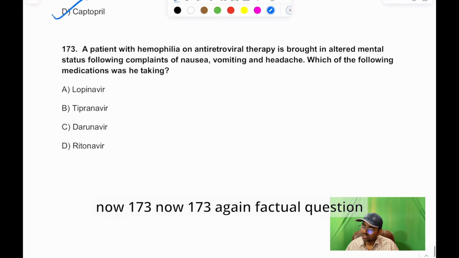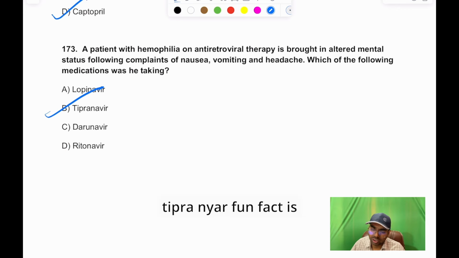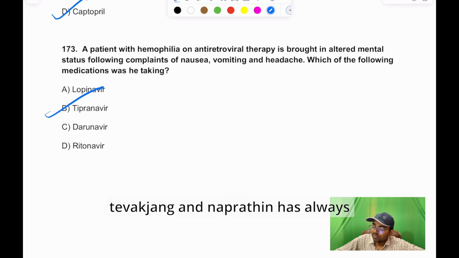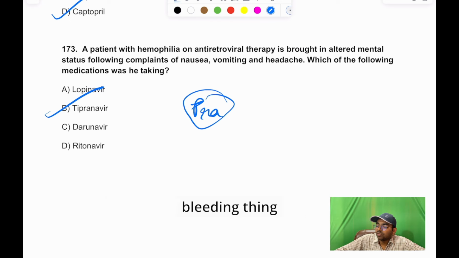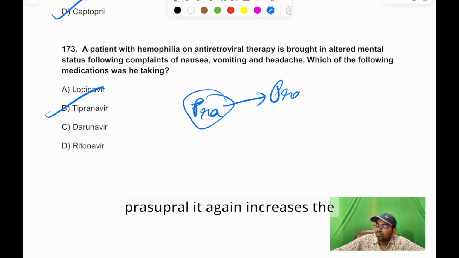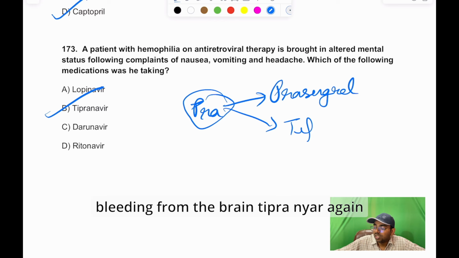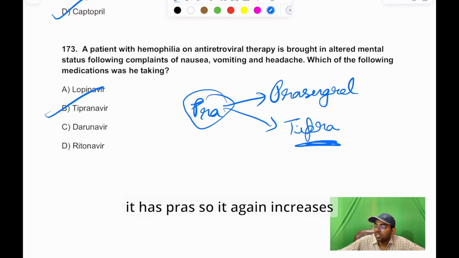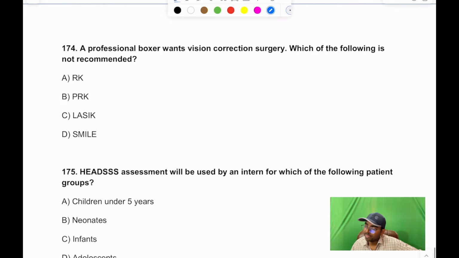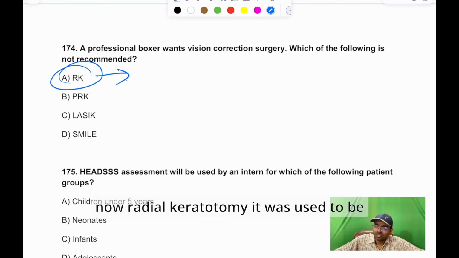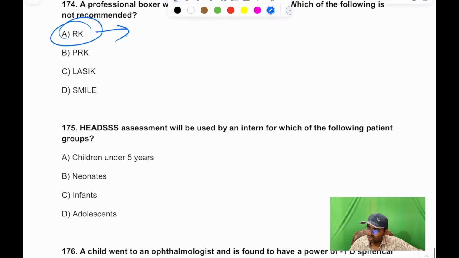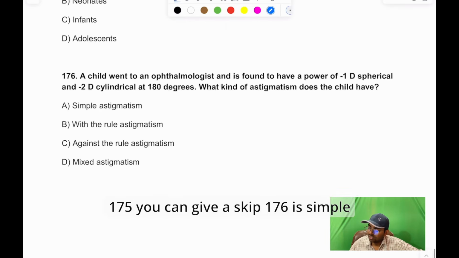Now 173. Again a factual question. Tipranavir, fun fact is they have a pra thing which always causes bleeding. Prasugrel again increases the bleeding from the brain. Tipranavir, again it has pra, so it again increases bleeding from the brain. Now radial keratotomy was done earlier, but now it is not done. 175 you can skip.